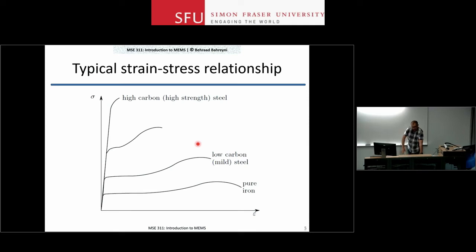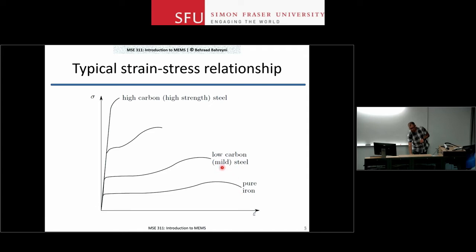But you can see that you can play with the material response by changing the material composition. So in case of steel, for example, if you go from pure iron, you get a response like that. The linear range is fairly narrow and small, and then you have this plastic deformation range for the strains that is fairly wide, and then eventually it fails.